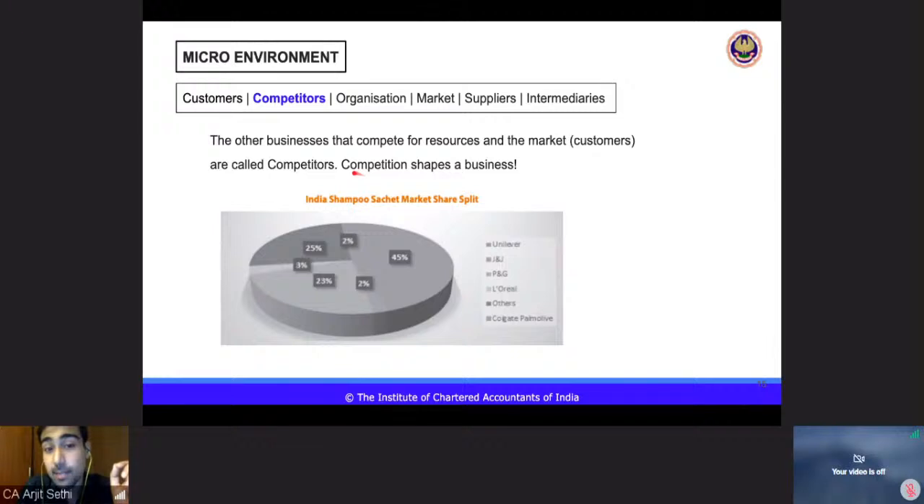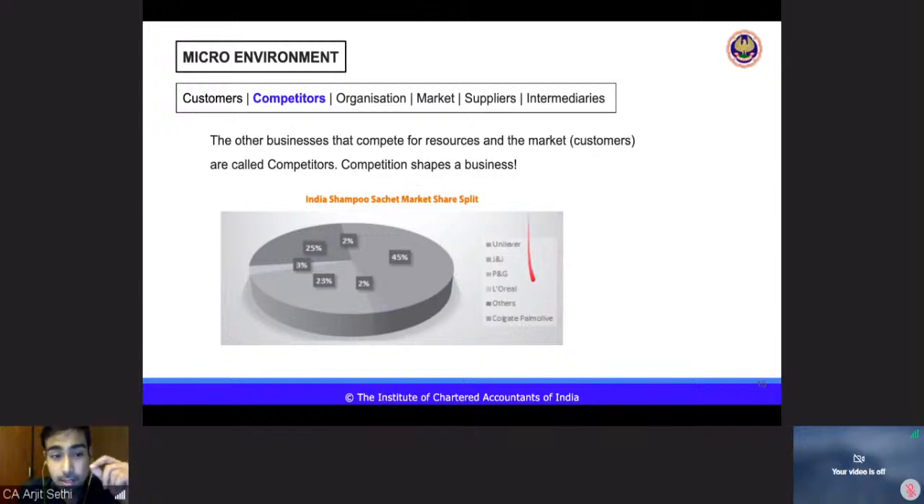A very good statement is: competition shapes a business. Where there is no competition, the business is very manipulative. The business is very harsh, right? They can charge anything. We call it monopoly, right? We have studied monopoly in 11th and 12th class. So competition is very important. Competition has to be there, right?